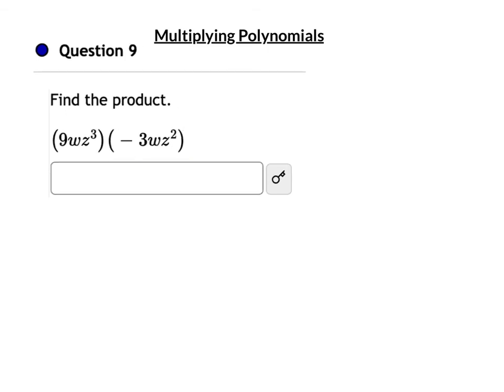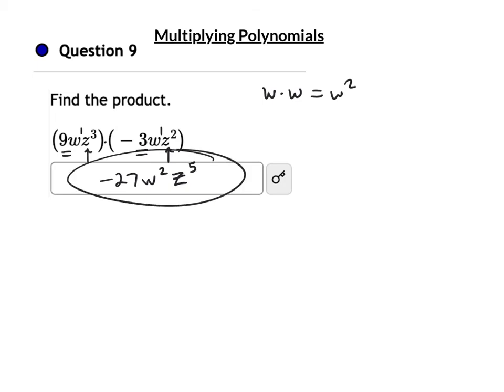Question 9. Multiply the coefficients. 9 times negative 3, negative 27. Add the powers on like bases. W to the 1st and w to the 1st. That's w to the 2nd. There are 2 w's multiplied. Remember that w times w is w squared. Z cubed and z squared multiplied. There are 3 there and 2 there. Altogether, there are 5 that are multiplied. Z to the 5th. Negative 27 w squared z to the 5th.